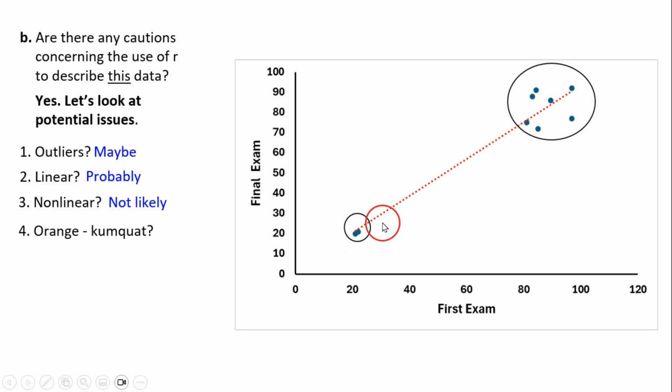The second issue is these would be considered outliers. And if you remove those two data points, your correlation is going to shrink down considerably because now you basically have no relationship when you just look up here at this cluster. This is called the orange kumquat issue. A great example of why you want to make sure you look at scatter plots when you look at correlations.